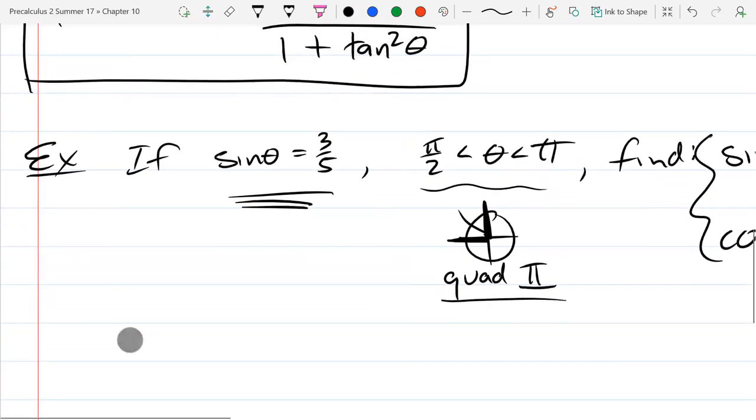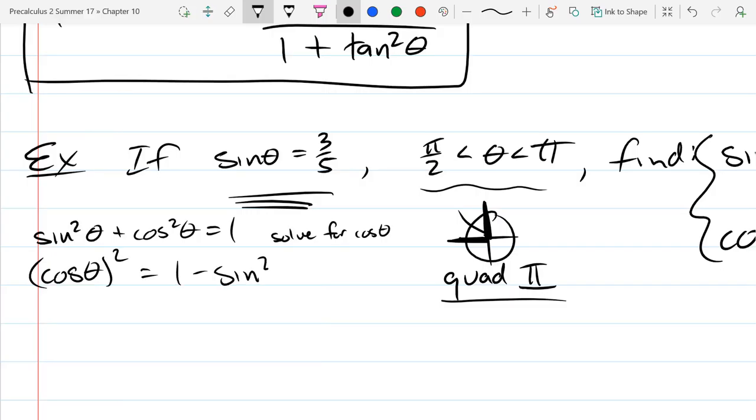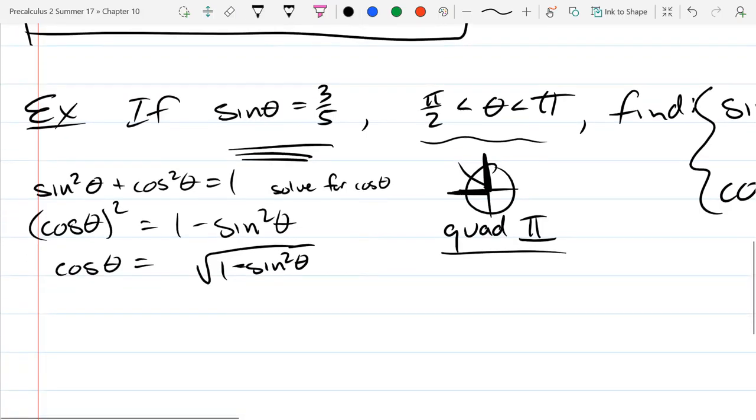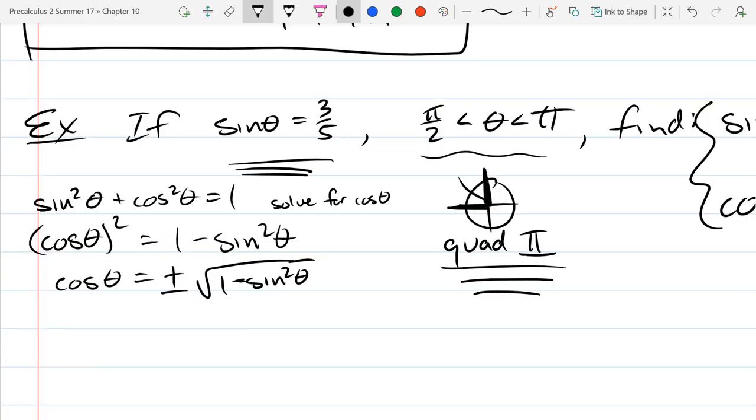So let's think of another identity that relates sine and cosine: sine squared theta plus cos squared theta equals 1. Now I'm going to solve for cos theta. So we got cos squared theta, and now I'm going to square root both sides. So what did I forget to do? I took something that was squared, which was cosine, and square rooted it, so that could be positive or negative right there. So from here, I'm using the fact that I'm in quadrant 2, and we said cosine, the x value, is negative.